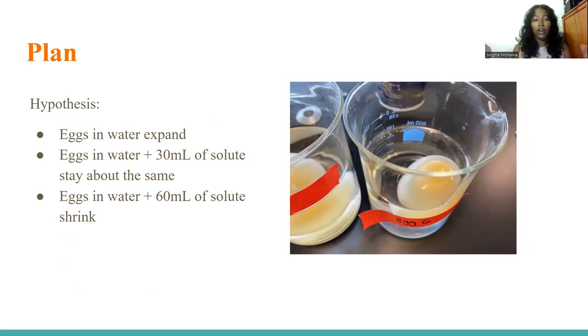The eggs in water of about 30 milliliters of the solute, we're estimating, is going to be about the middle, so that will be the isotonic solution. It should stay about the same. And then the eggs in the water of about 60 milliliters of the solute should shrink.